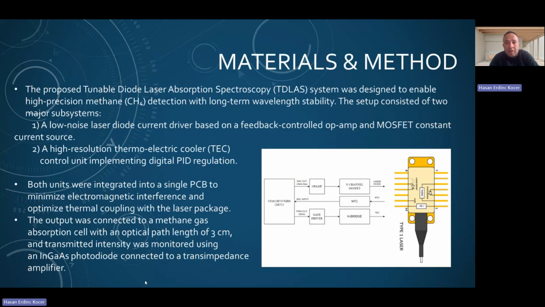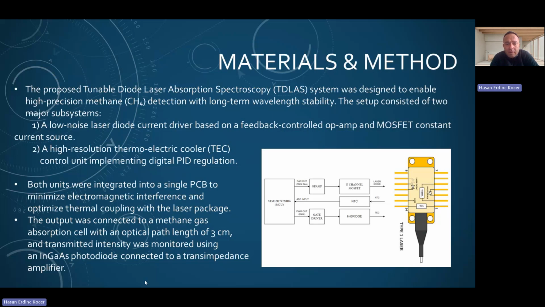The proposed TDLAS system is shown in this graphic. It is designed to enable high precision methane detection with long-term wavelength stability. The designed system consists of two major subsystems. One of them is a low noise laser diode current driver based on a feedback controller, op-amp and MOSFET constant current source. The second one is a high resolution thermoelectric cooler control unit implementing digital PID regulation.